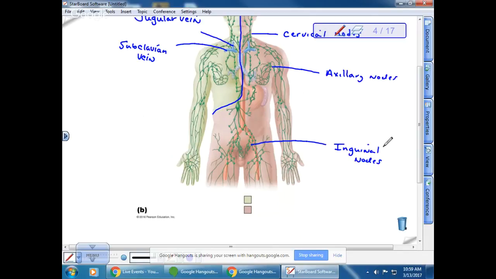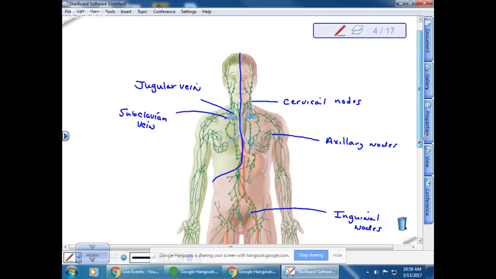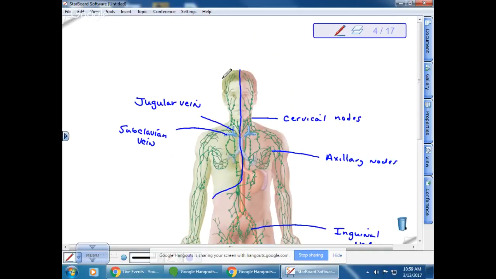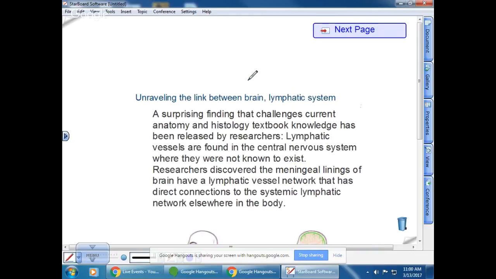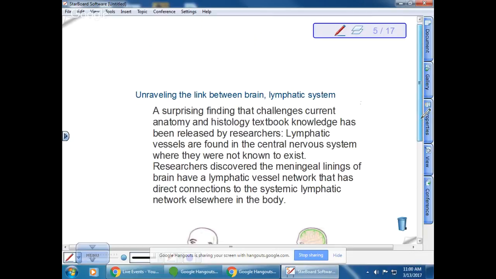But I just want to point out that one of the things that is interesting about our lymphatic system is that here you see superficial lymphatic vessels underneath the skin, and in your textbook it probably says that the lymphatic system does not go to the brain, right? Everybody's been learning the lymphatic system does not go to the brain. So recently, they discovered that they were totally wrong. They actually found these new vessels, and so there's going to be a revision.